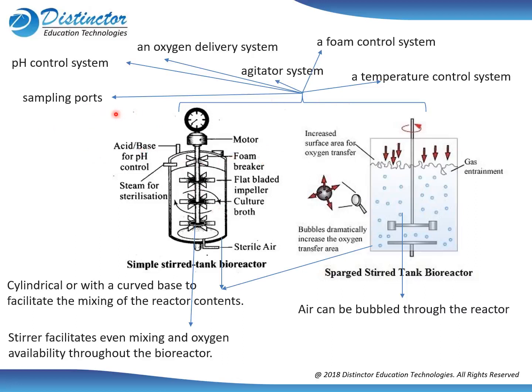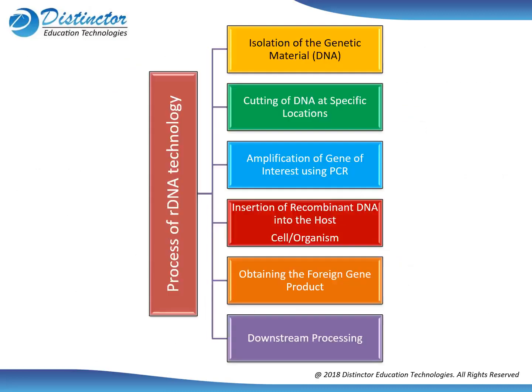What is a sampling port? In between, if we need to isolate a component or a product, we can take the product through the sampling port. A small volume of the culture can be withdrawn periodically, so that is why it is called a sampling port. These bioreactors are used in the production of a large quantity of a product. We are moving to the last process, that is the downstream processing.